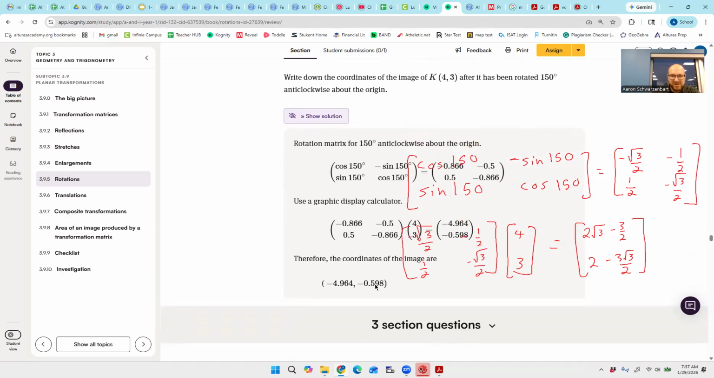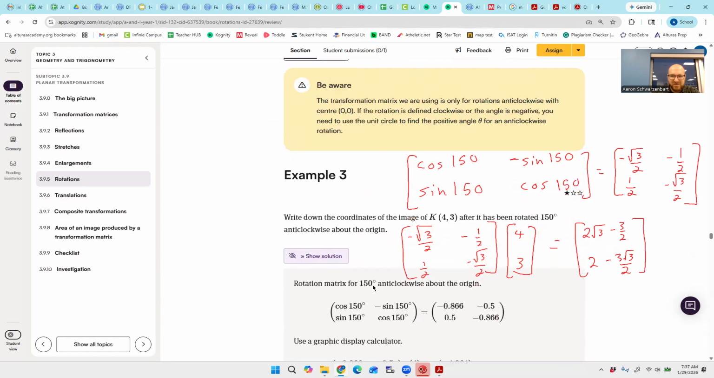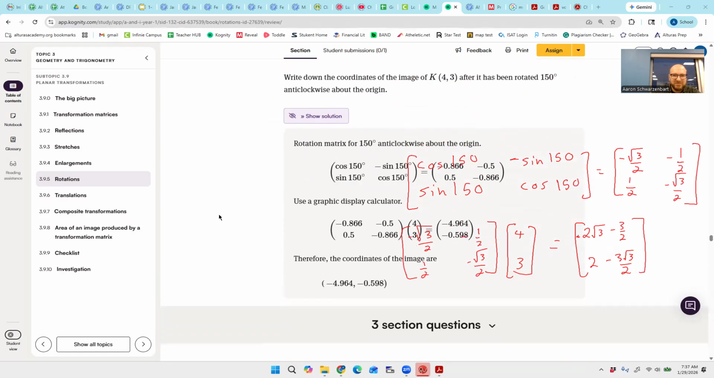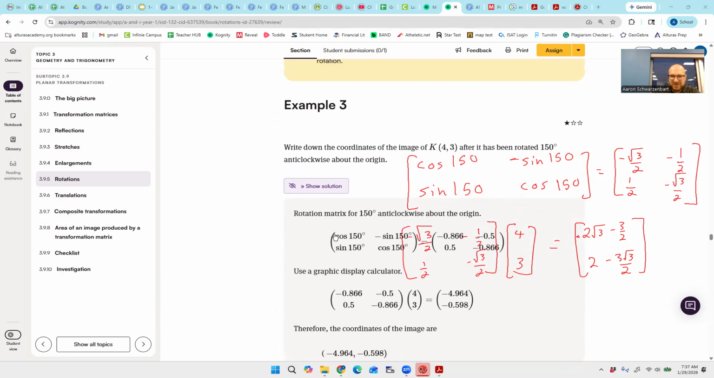So, wait, I missed a negative here. There's a negative there. Highly disappointed in this book for that. But it's fine. Those are the same.